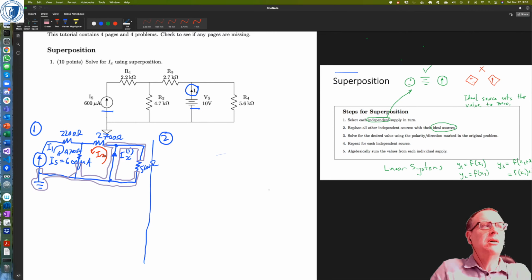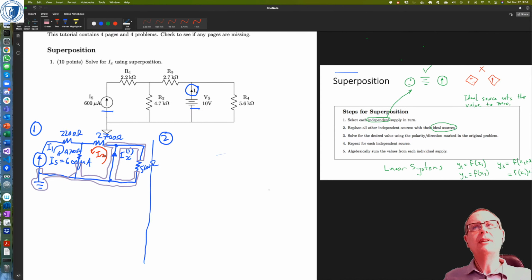But my personal favorite is mesh analysis, and in particular for this question, it's relatively useful for two reasons. One of them is we want to find Ix, and as soon as you have a question where you want to find a current, you should think about mesh analysis, right? Because mesh analysis gives you currents as answers. Nodal analysis gives you voltages. So that's the first reason I thought mesh analysis might be good.